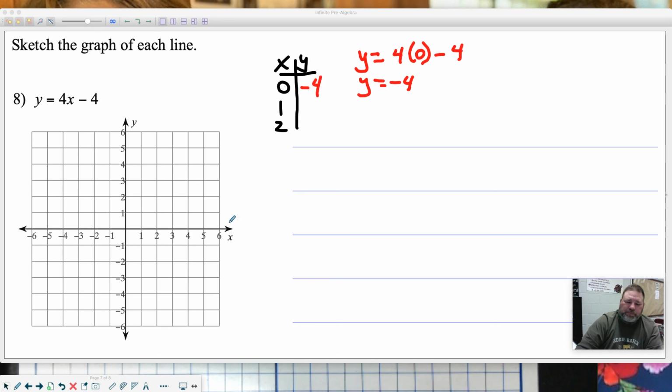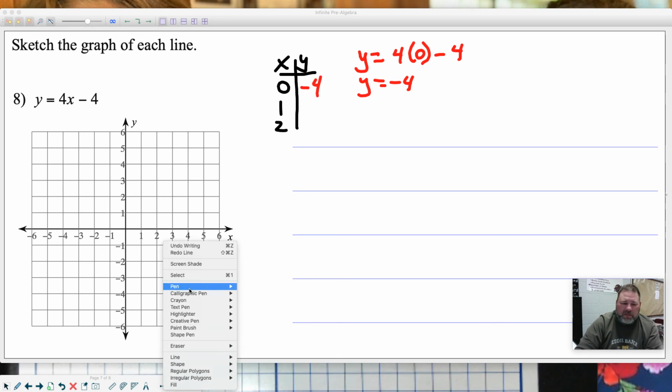-4. You guys hear my mouse squeaking? It's funny, a mouse actually squeaking.